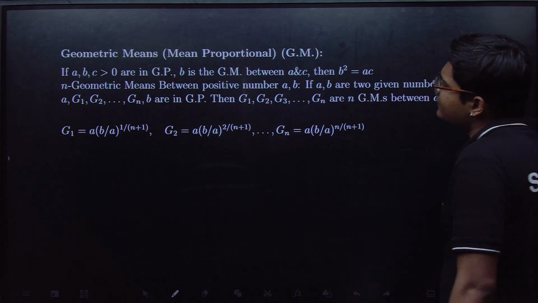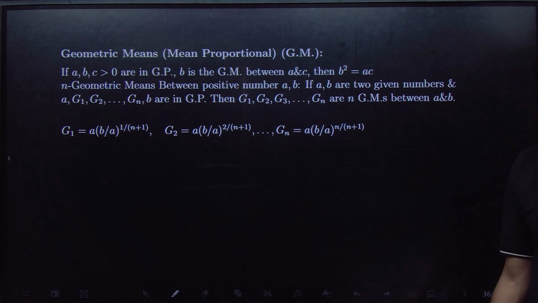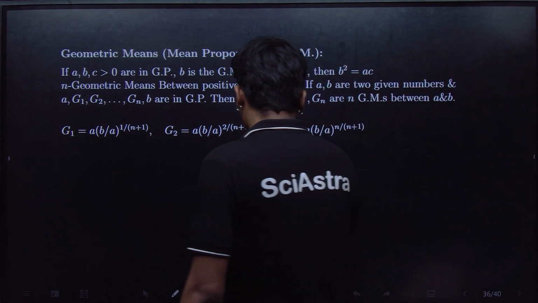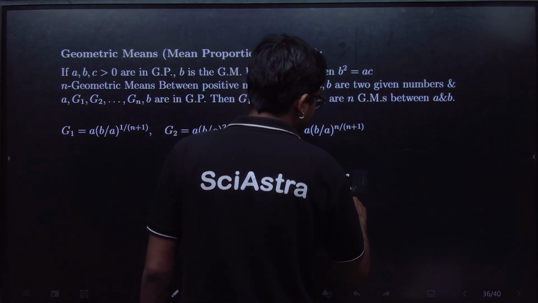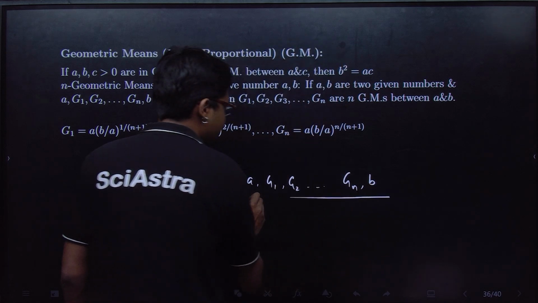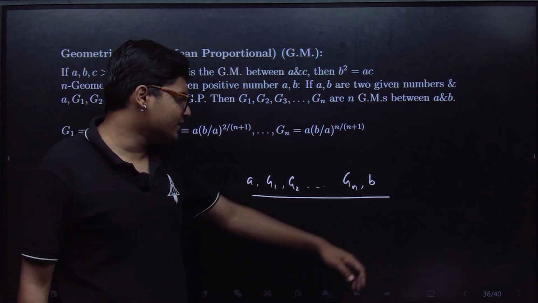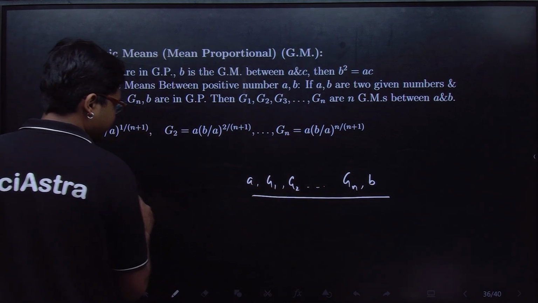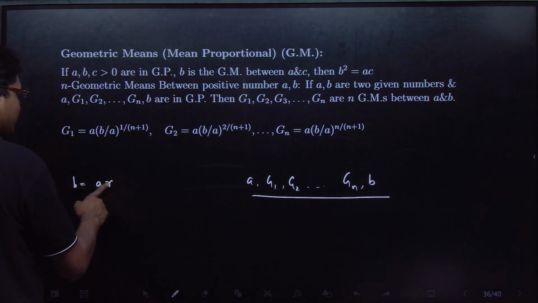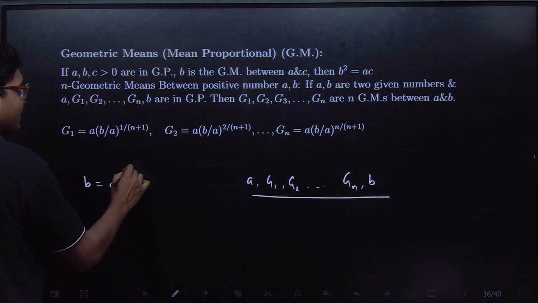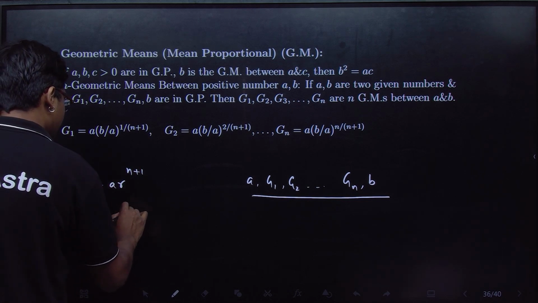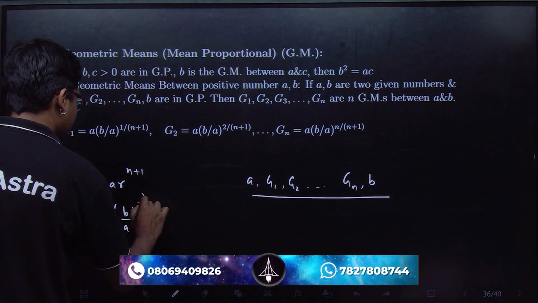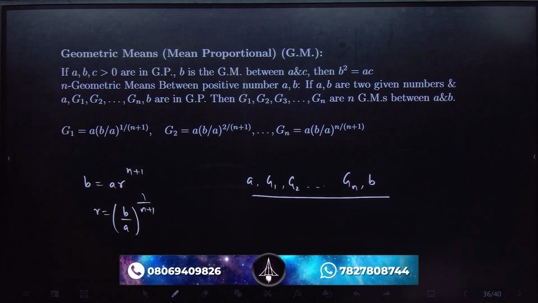Coming to geometric means. Just like arithmetic means, you can also insert geometric means between numbers. So in this case, you have a, G1, G2, all the way till Gn, comma, b. Now these terms are going to form a geometric progression. If you look at b, it is again the n plus 2th term. So b is nothing but a times r to the power n plus 1, since n plus 2 minus 1 is n plus 1. So the common ratio is nothing but (b by a) whole to the power 1 by n plus 1. Using this, you can find the values of all the geometric means.